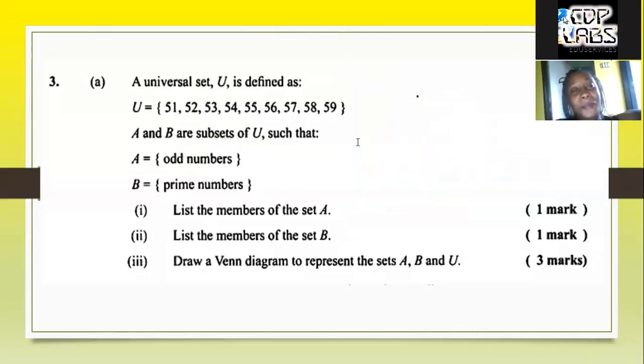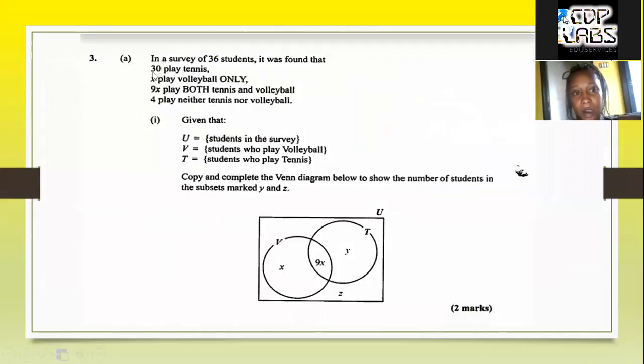So let's move on. All right, so it's another past paper question. Write that down quickly, please.